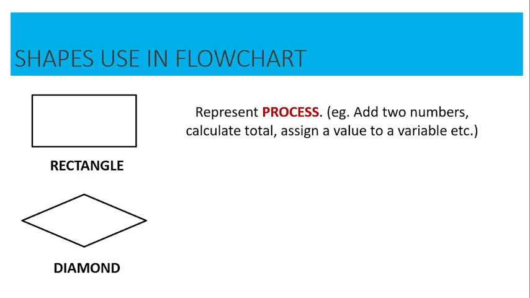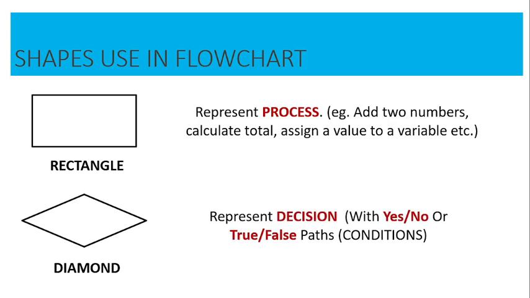In common usage you refer to this particular shape as a kite. But the technical name, they refer to this particular shape as a diamond in a flowchart. The diamond shape represents a decision in your program, where you take a decision, in order to know whether to go to the left side or the right side. It represents a decision with yes or no, or true or false paths.